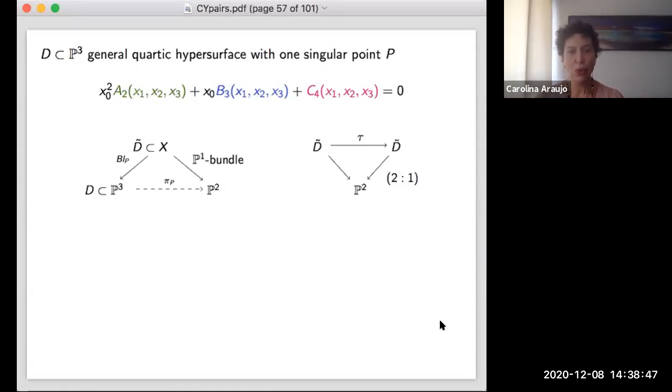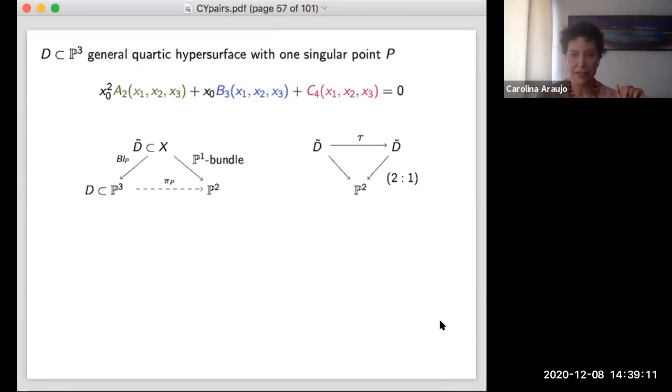And if you look at the induced morphism to P2, this is a 2-to-1 cover. This is just because we are projecting from the point P: the hypersurface has degree 4 with this P being a double point. So we get a 2-to-1 map to P2, which induces an involution tau on D tilde.